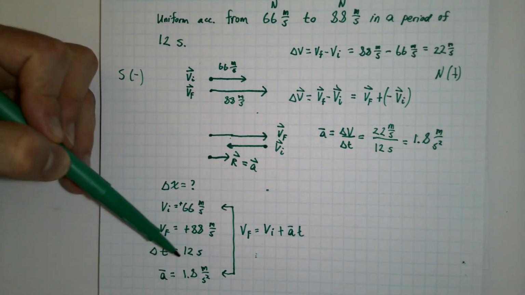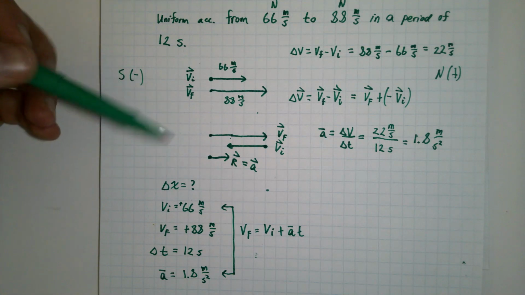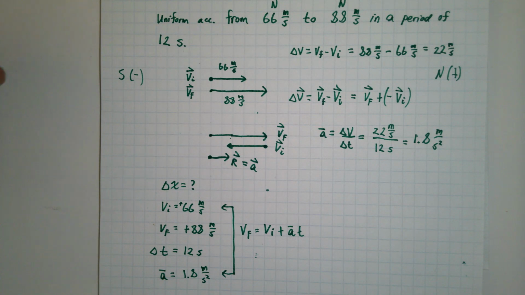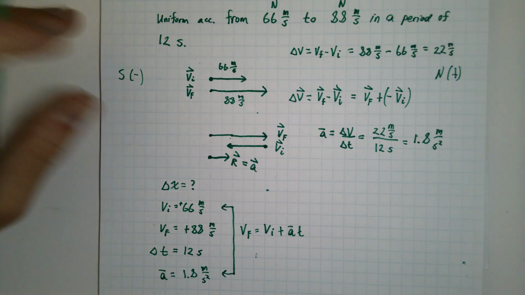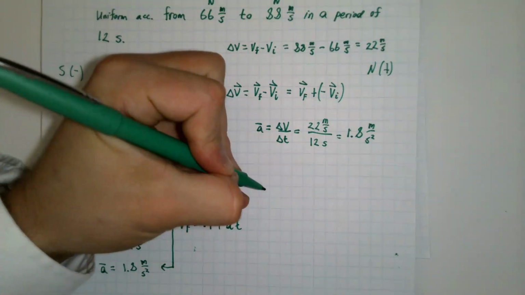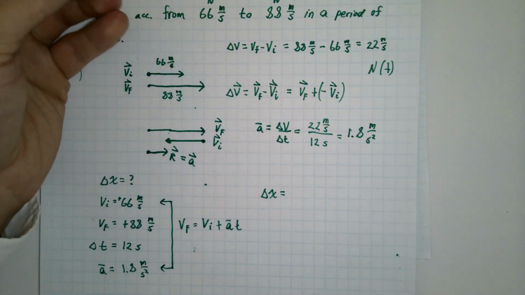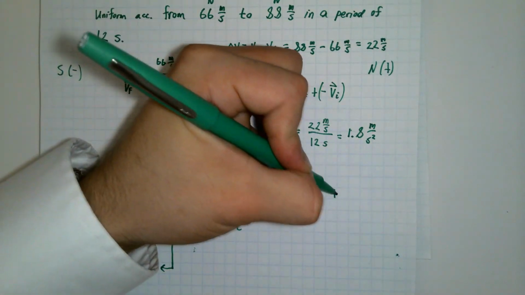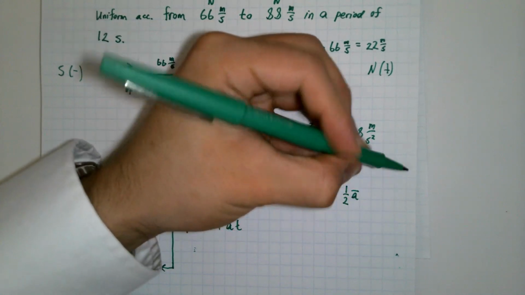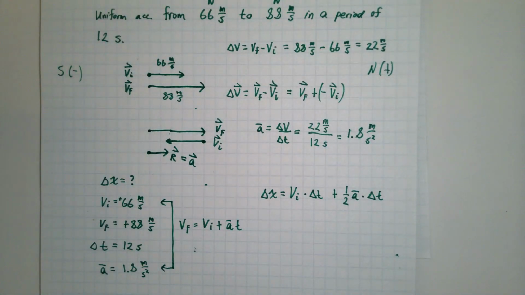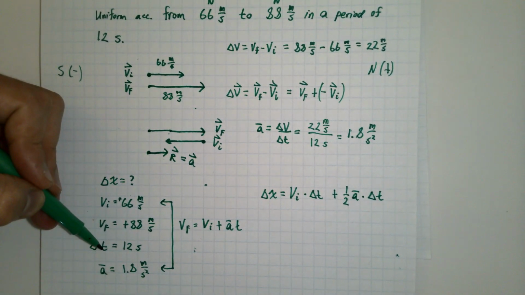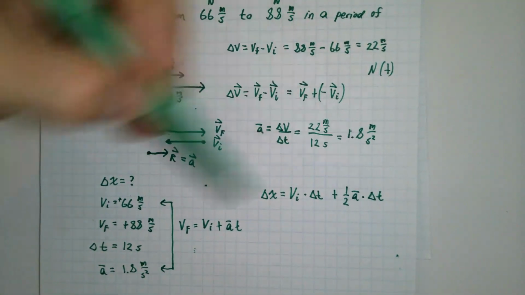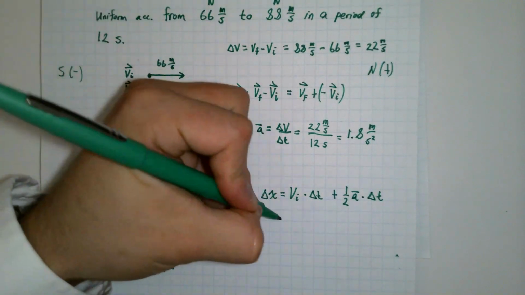Now that we have acceleration, time, final velocity, and initial velocity, we just need some equation that relates these knowns to the one unknown of change in position or displacement. We do have such an equation. The displacement equals the initial velocity times the change in time, plus 1/2 the average acceleration times the change in time squared. I know time, I know initial velocity, and I know acceleration.